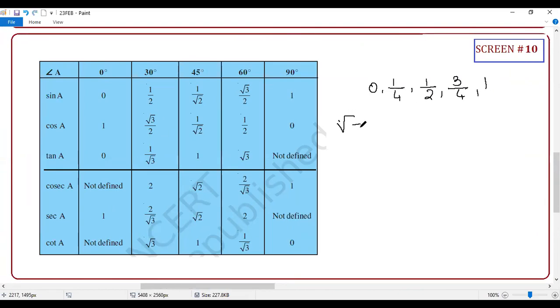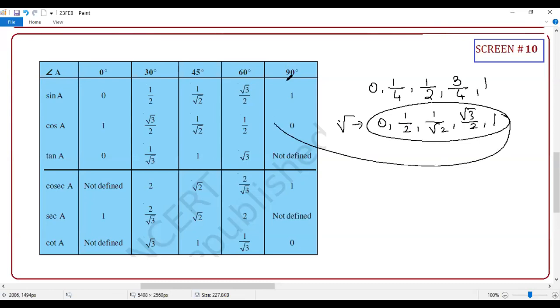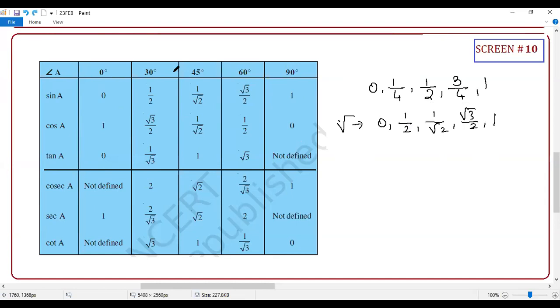Guys, if you take the root of every value, can you tell me what you'll get? Root of every value, quickly. 0, 1 by 2, 1 by root 2, root 3 by 2, 1. Are you seeing this? The same values are here. Agree with me or not? So the moment you know sine, guys, the rest of the things are automatic.